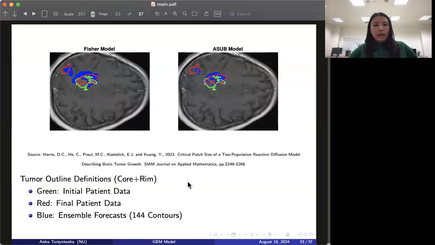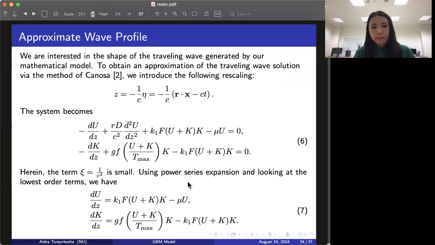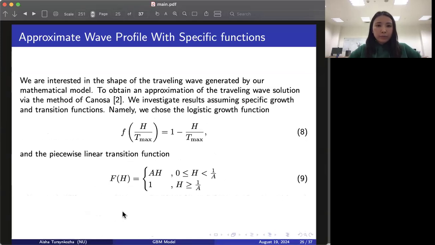As you can see here, the Fisher model is really overestimating the growth of the tumor compared to the SUP model. Then we continue our mathematical analysis by finding the approximate wave profile, where we use Canosa's method. Canosa's method usually introduces the following rescaling. After removing all these small terms, we end up with this system of ODEs. To find the approximate traveling wave, we have to choose specific functions. For the growth function, we choose the logistic growth function, and for the transition function, we use piecewise linear transition functions.